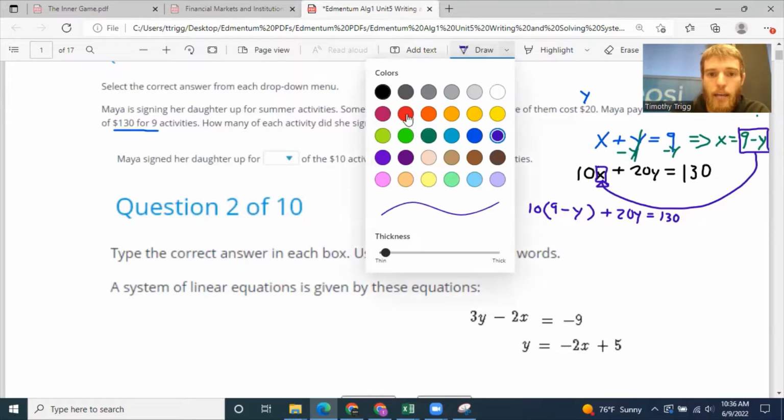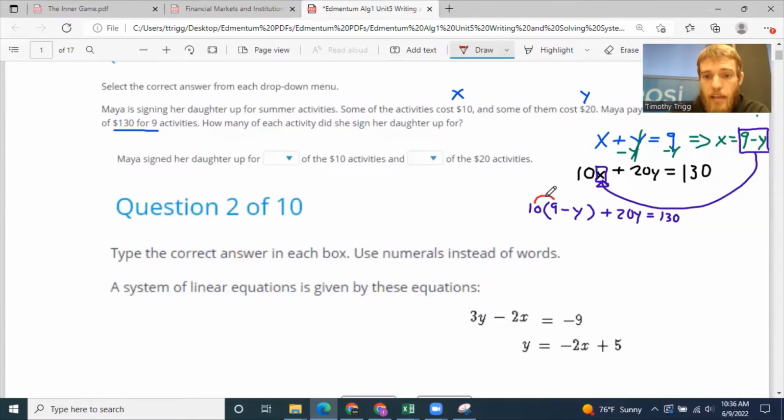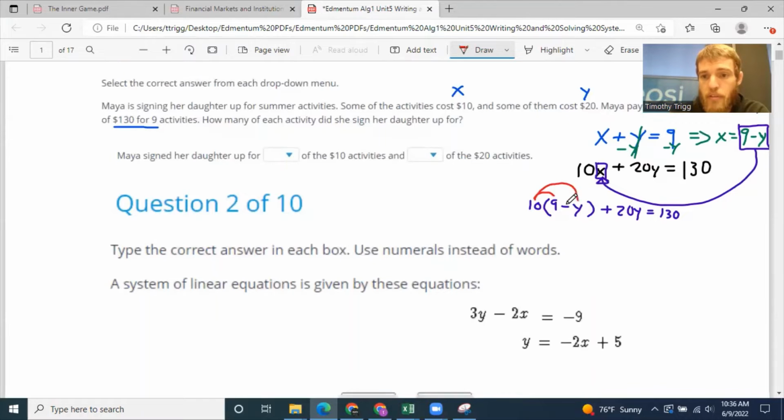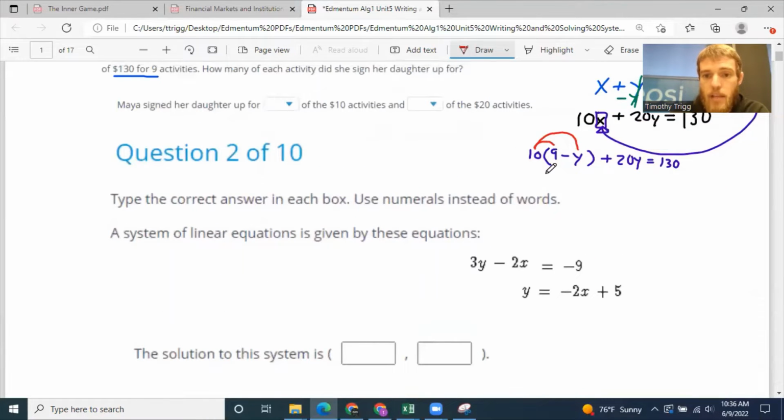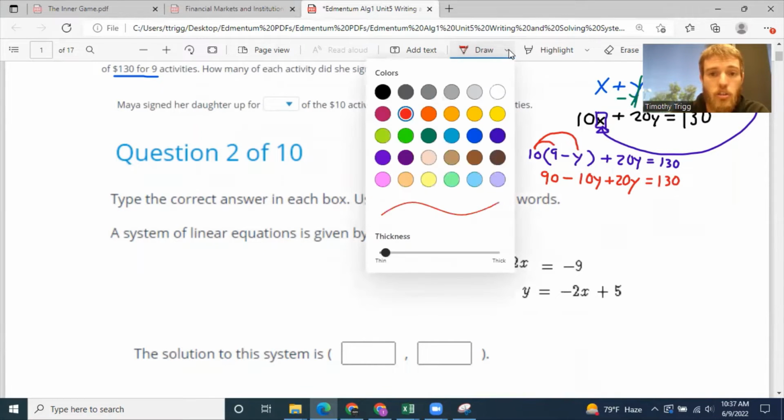Let's go ahead and distribute the 10 here into this parentheses. 10 times 9 is 90. 10 times negative y is negative 10y. We still have a plus 20y. By the way, I hope you're writing this all down. Writing it down is a great way to gain understanding. Even if you don't fully understand it now, just copy everything I do and I promise it'll make more sense.